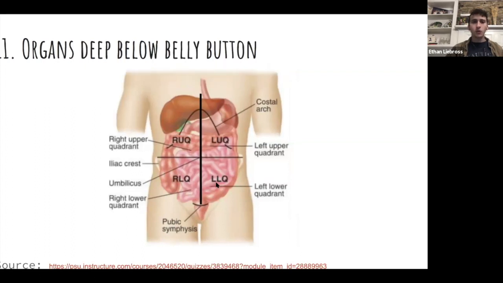Next, we want to know what are the organs that are deep below the belly button. So if we push on our belly button, I know we can't feel it, but what is right behind the belly button? And that would be the small intestine. So again, if we look at those 4 quadrants right in the center, if we go even further beneath the belly button, what would we find? And those would be the small intestines.